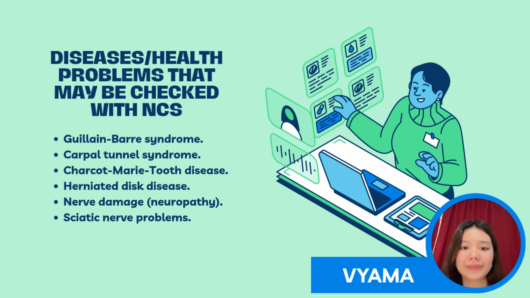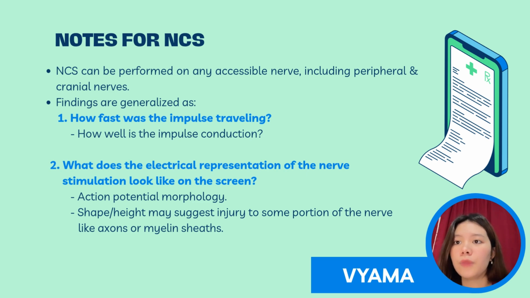Notes for NCS. NCS can be performed on any accessible nerve, including peripheral and cranial nerves. Findings are generalized as how fast the impulse was traveling or how well the impulse conduction is. What does the electrical representation of the nerve stimulus look like on the screen? Like its action potential morphology, shape, and height may suggest injury to some portion of the nerve like the axons or the myelin sheaths.